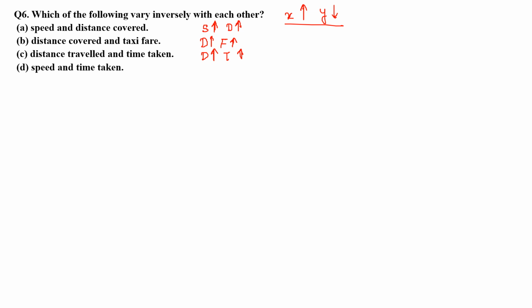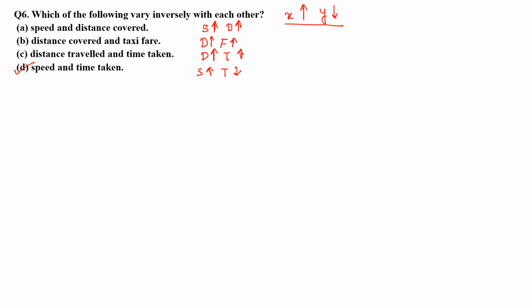The next is speed and time taken. So when you increase the speed, what will happen? The time taken to reach the place will decrease, isn't it? When you increase the speed, you will reach your destination faster. You will take less time. So from here you can see that D is the correct option. Hope it is clear to everyone. Each statement you have to see and find out whether it is directly related or inversely related.